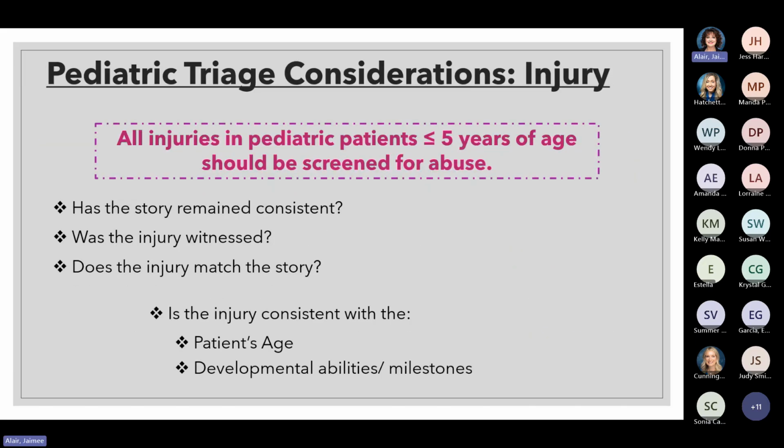The other thing to consider in pediatric assessment is injuries. So in patients less than 5 years of age, really all ages, but less than 5 is kind of our target area here at UMC because they can't speak for themselves. But we should be doing abuse screening when those patients are brought in. We should see if the story is consistent. Was the injury witnessed? Does the injury match the story? And then does the patient's age match the injury? And can they developmentally perform or do the injury that occurred?